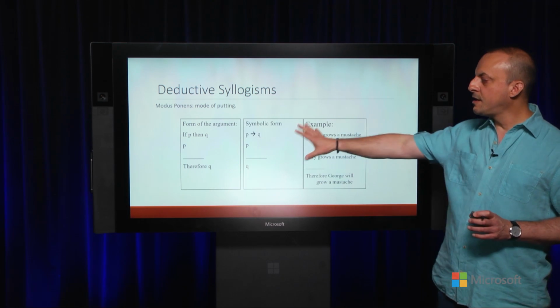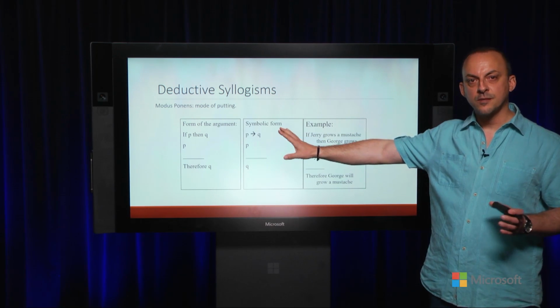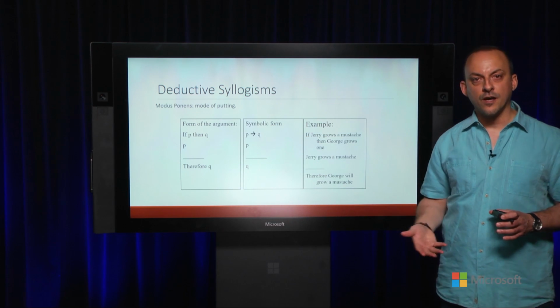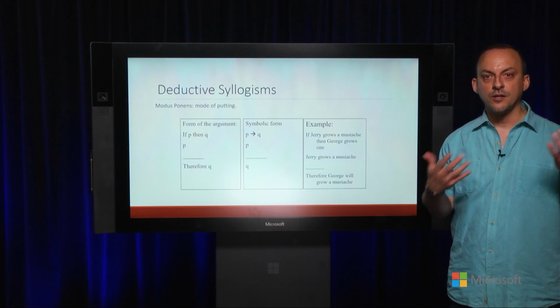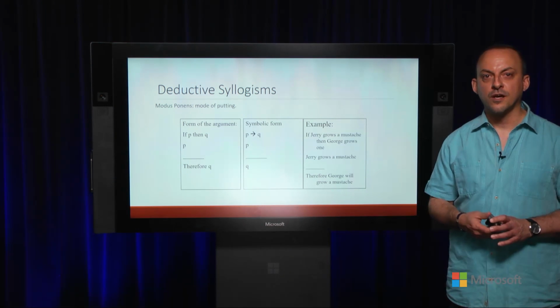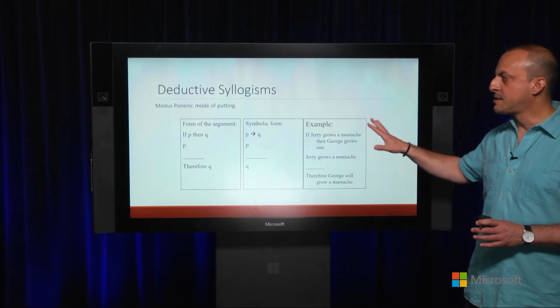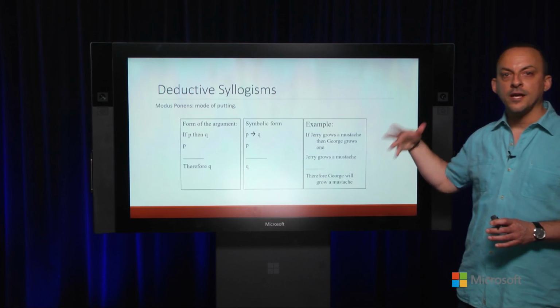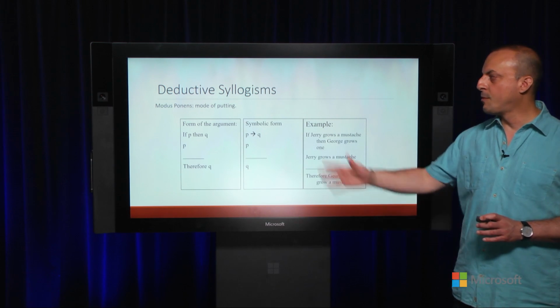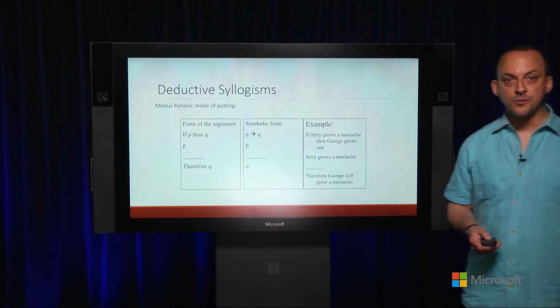And remember, you can insert any value, any simple or compound statement for P or Q, and the structure is still valid. And obviously you want to use true premises there so that you can conclude something that's also true. But this is the modus ponens form. It's always valid, and it's a deductive form of argumentation. Modus ponens. Let's look at the next one.